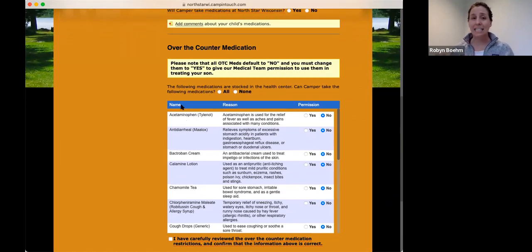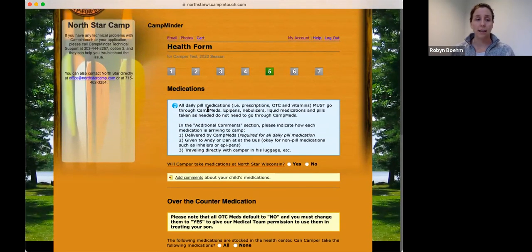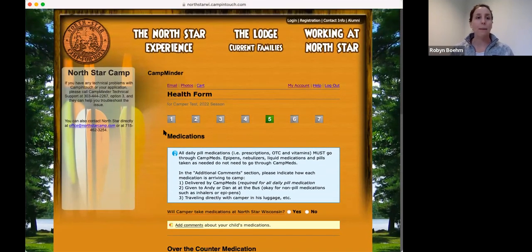And so if it's an as needed medication, no need to send it. We will have it on stock, but we do need to have permission marked that yes, they can have that medication as needed. So please just be thoughtful about that. If you have questions, you can always reach out to us and we're happy to answer specific camper questions when it comes to medications and health forms. But just be mindful that we do use Campmeds as our system there.